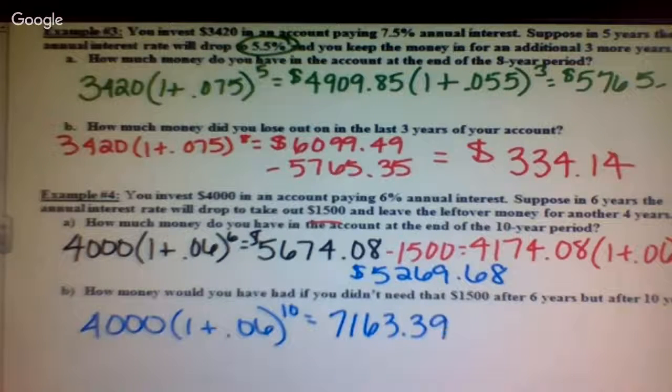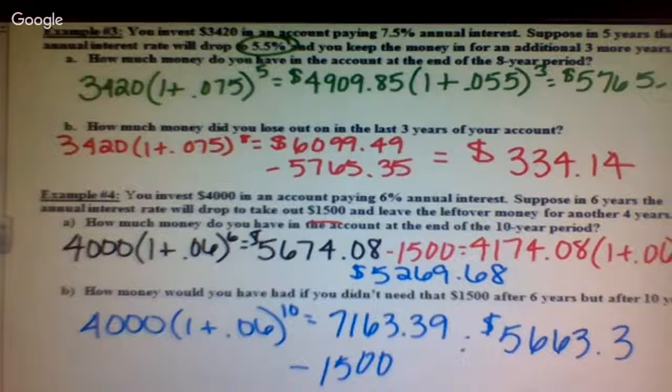7,163.39. Okay, now we're going to take that away, that 1,500, at the end of the 10 years. So we should finish out with $5,663.39. That's like a $400 difference.